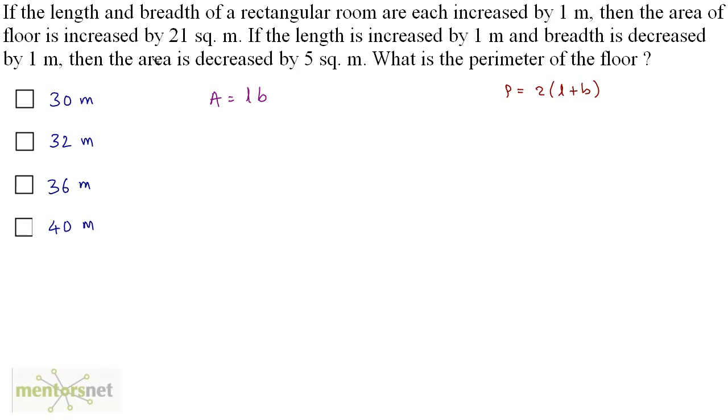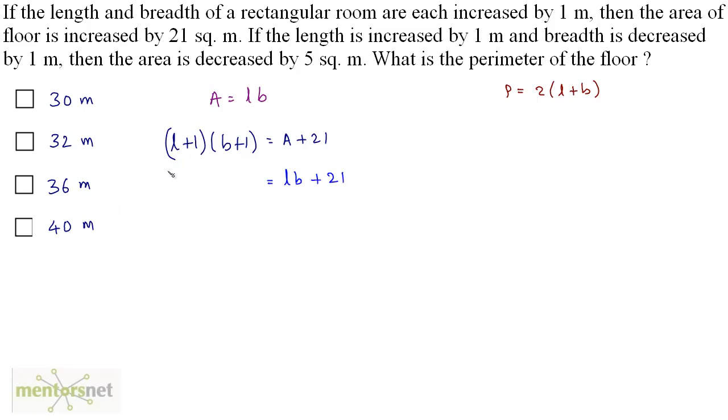Now if the length and breadth of the room are increased by 1 meter, the area is increased by 21 square meters. So if I write L plus 1 times B plus 1, the area is increased by 21 square meters. So A plus 21. Now area is L times B. So we have LB plus 21 on the right hand side.